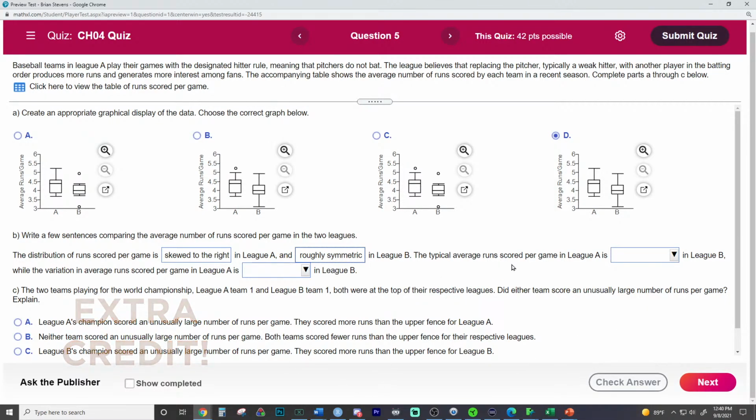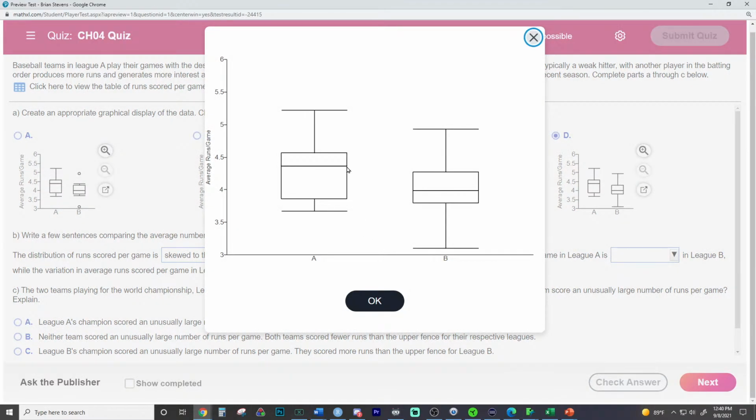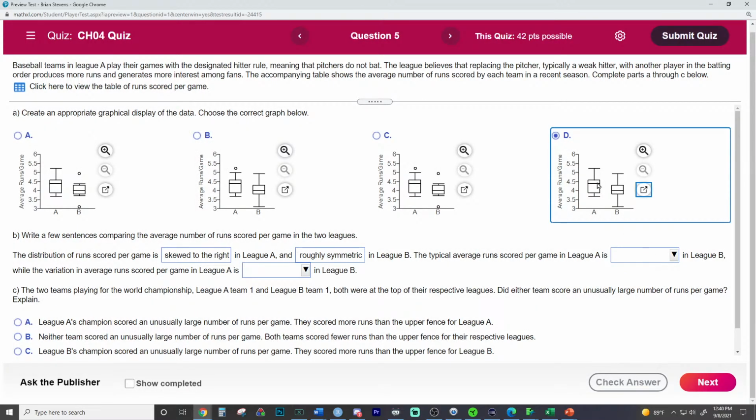The typical average runs scored per game in League A, well, that's pretty obvious, is what? We're seeing right here the medians. So we're comparing the median, the 50th percentile here, and the 50th percentile here. So League A is going to be what? And once again, try to figure out the answer before looking at it. Yep. Oh, great job, Kayla, right there. Some 20 points. Remember, right to the high, left to the low, whatever way the tail goes. And that's more of a tail right there. So it's going to be higher League A.